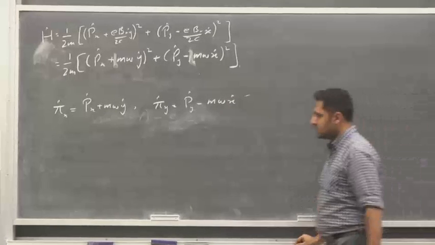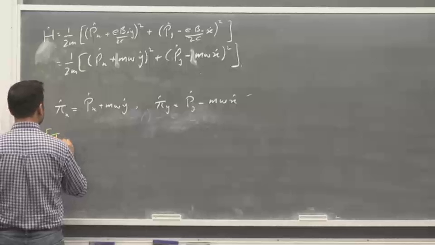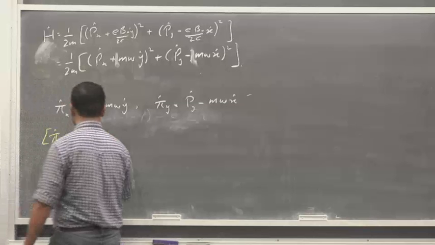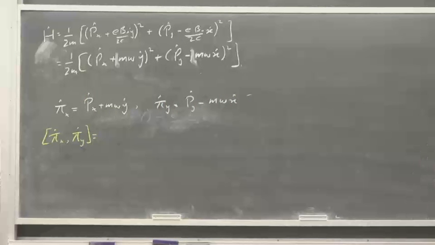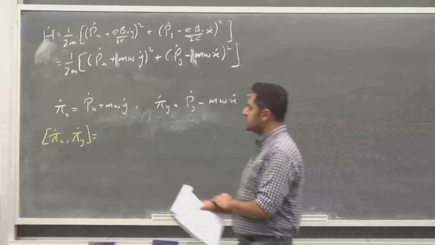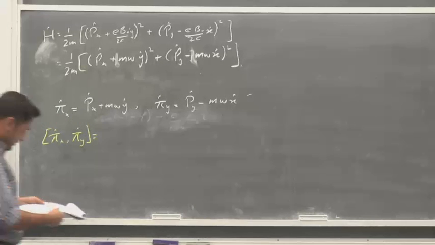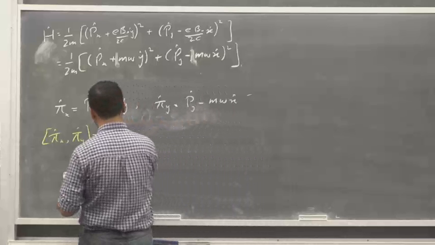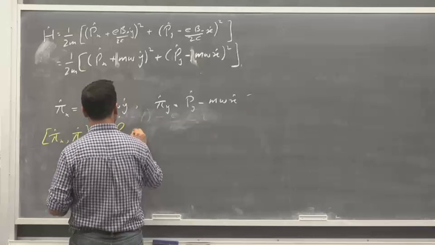And now let's check their commutator. We know that canonical momenta commute, but these mechanical momenta turn out not to commute, and you can just work out the commutator.